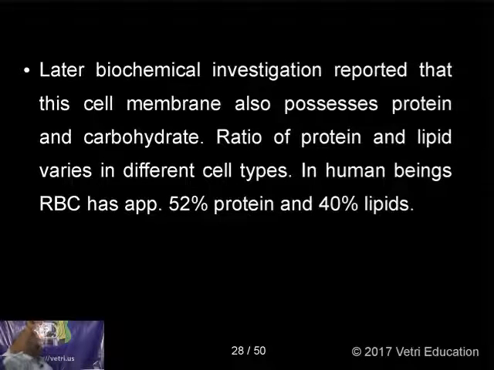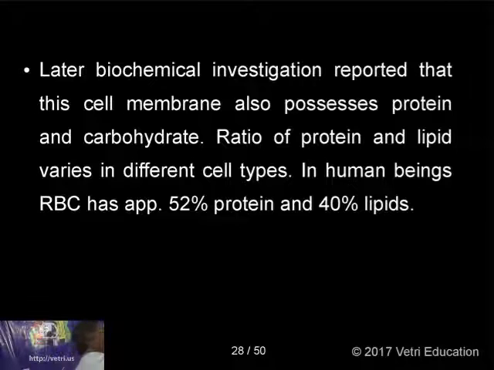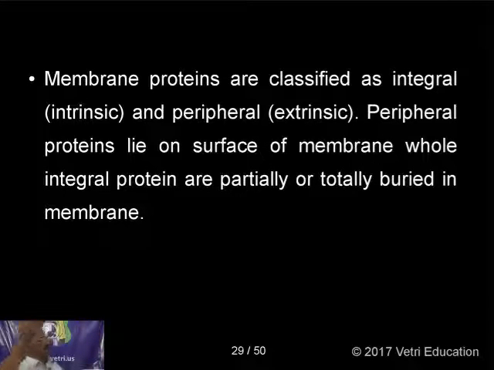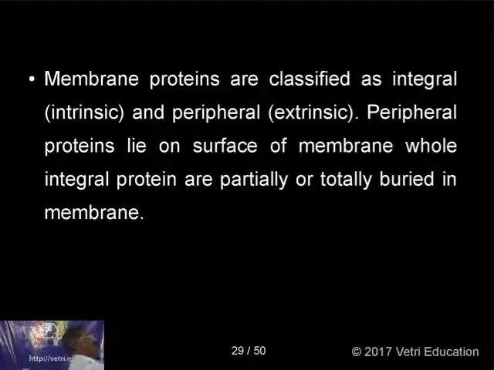Later, biochemical investigations reported that the cell membrane also possesses protein and carbohydrates. The ratio of protein and lipid varies in different cells. In human beings, the RBC has approximately 52% of protein and 40% of lipids. Membrane proteins are classified as integral (intrinsic) and peripheral (extrinsic). The peripheral proteins lie on the surface of the membrane. All integral proteins are partially or totally buried in the membrane. This you have to remember.